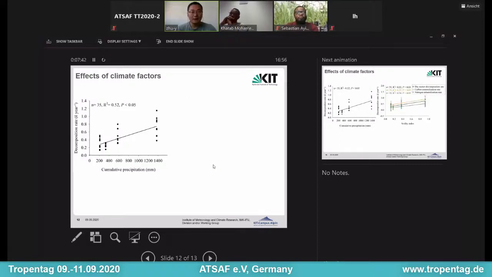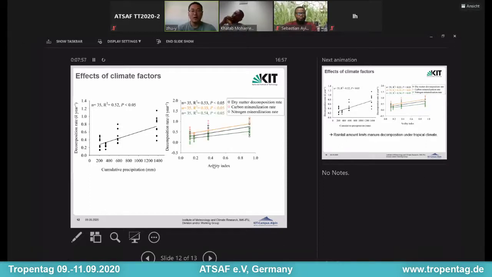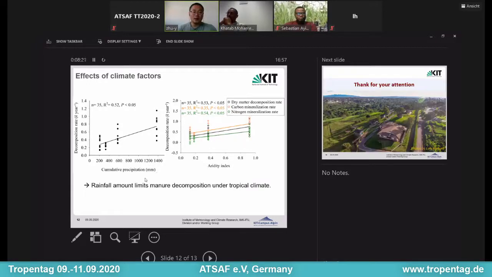For the effect of climate factors, we find among different sites, the cumulative precipitation shows a positive relationship with the decomposition rate. To better synthesize the native environmental condition, we also calculated the aridity index based on the equation precipitation divided by the potential evapotranspiration, and also built a positive relationship between the aridity index and the decomposition rate. So rainfall amount limited manure decomposition in the tropical climate.